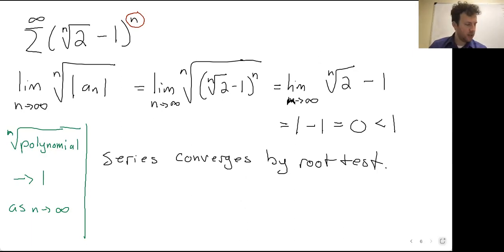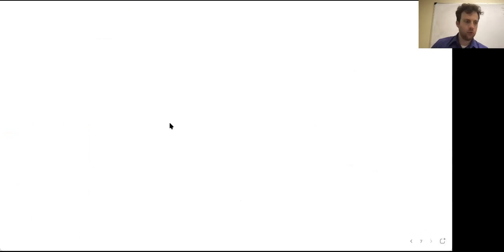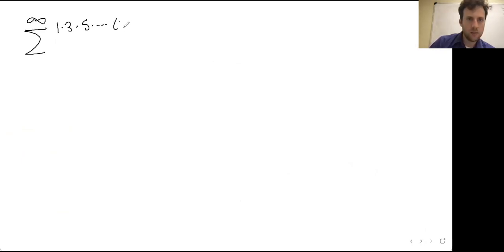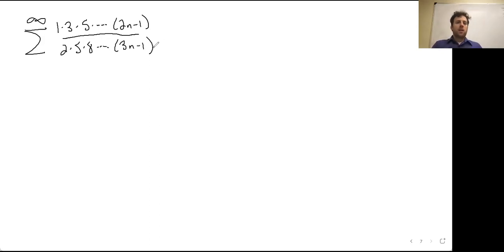So then let's try this one. Let's take the sum of 1 times 3 times 5 times dot dot dot up to 2n minus 1, over 2 times 5 times 8 times so on, up to 3n minus 1. Okay.